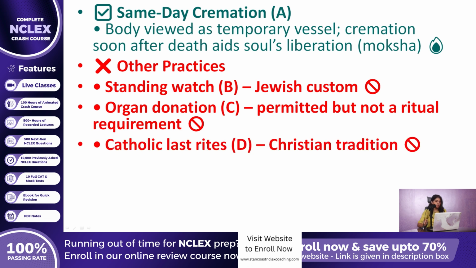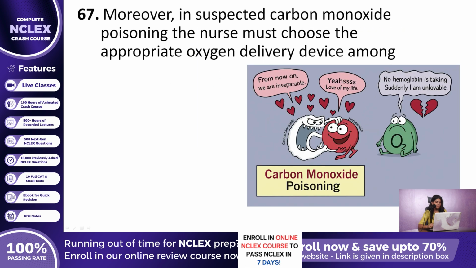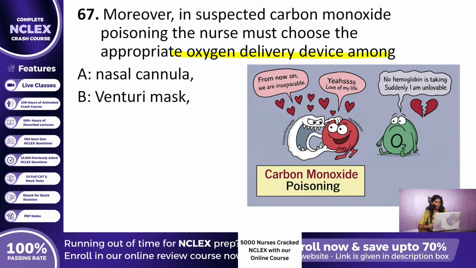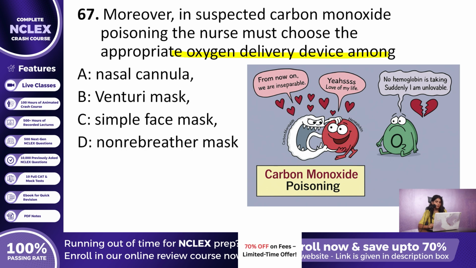Question 67. Moreover, in suspected carbon monoxide poisoning, the nurse must choose the appropriate oxygen delivery device among A. Nasal cannula, B. Venturi mask, C. Simple face mask, or D. Non-rebreather mask. And the correct choice is D.